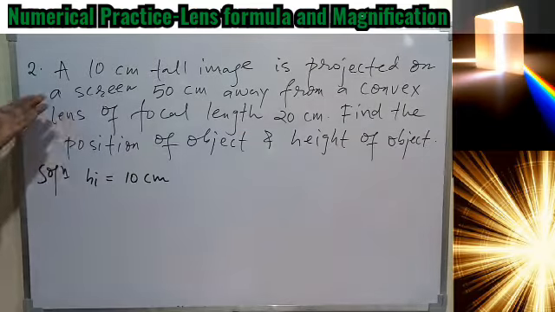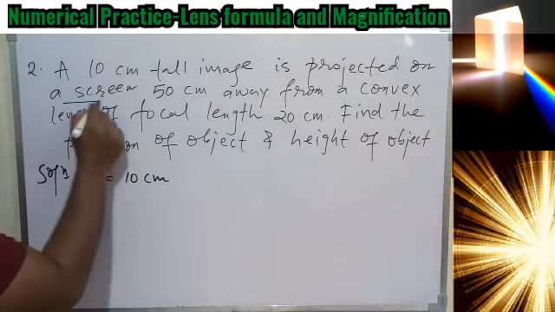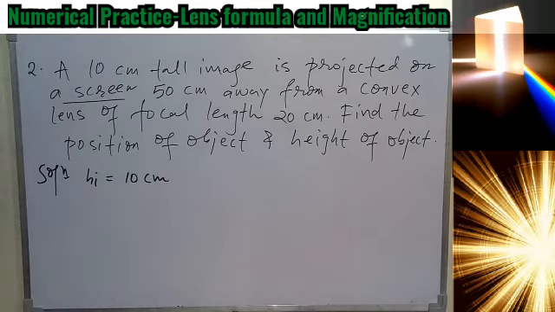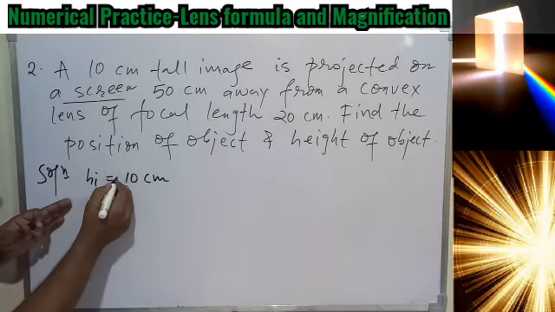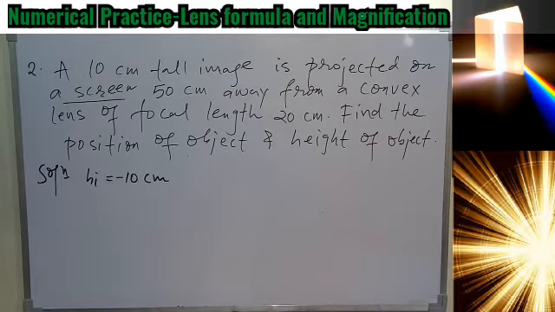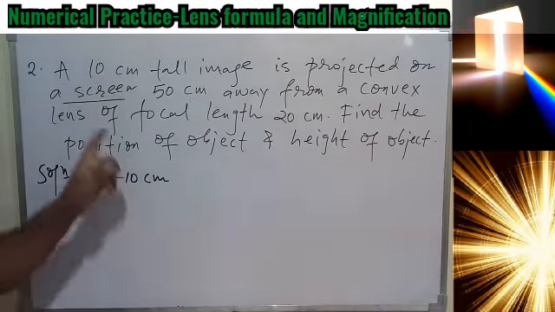It is projected on a screen. So from here we are getting the idea that the image is found on the screen and that must be a real image. Okay, so if the image is on the screen, that image must be real, and we know real image is always inverted, and that's why the height of image must be taken negative. So that is how we have to think and we have to relate.